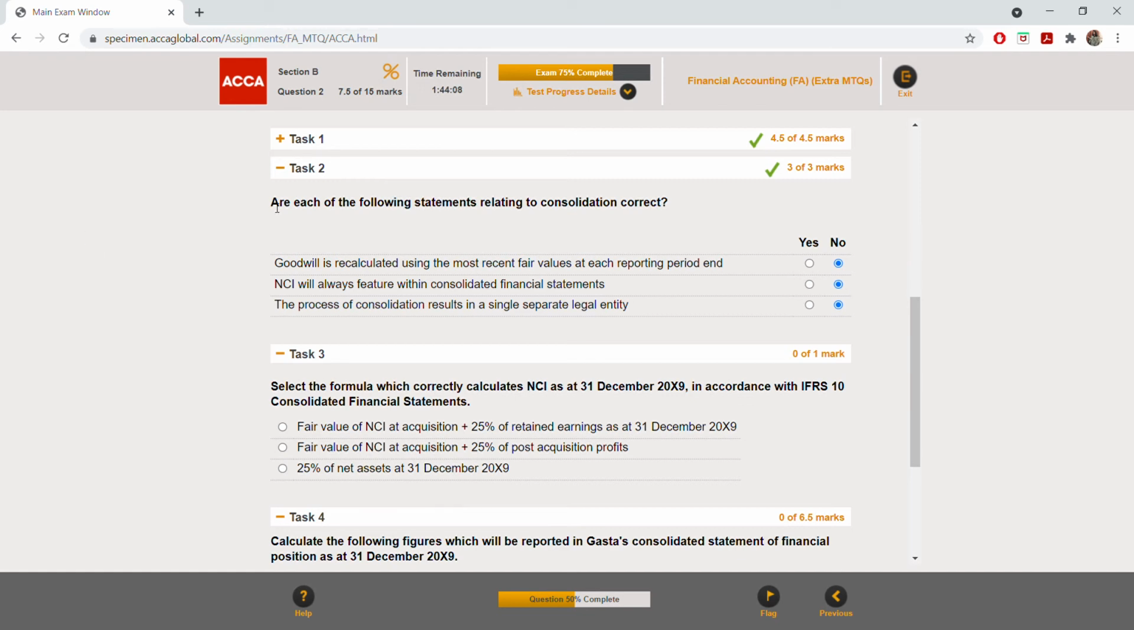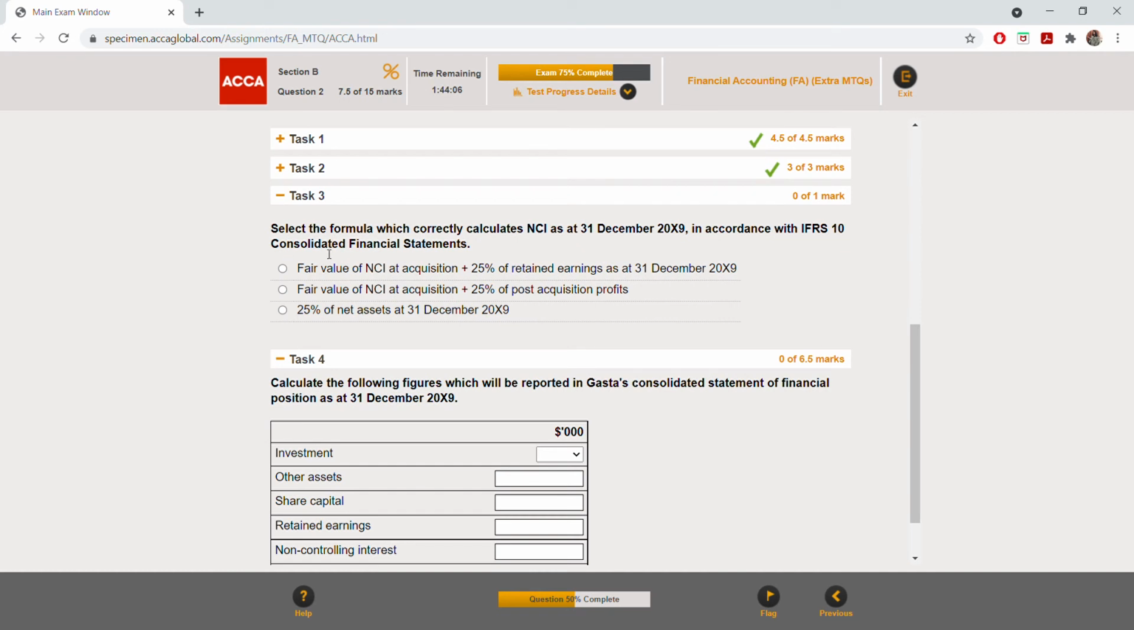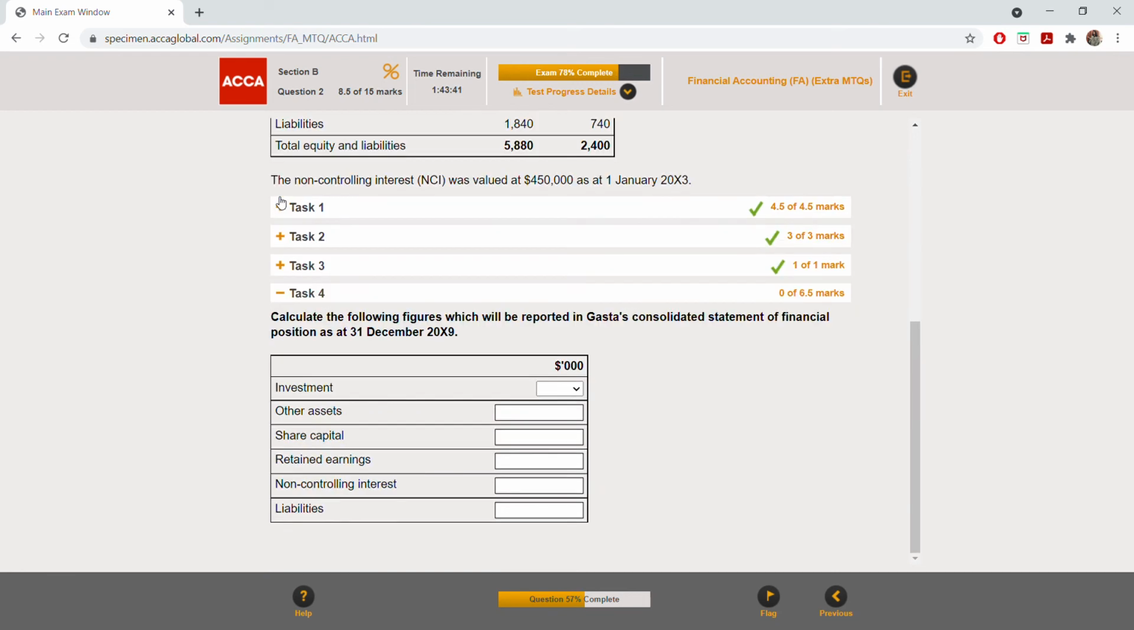So now let us start with task 3. Select the formula which correctly calculates NCI as at 31st December in accordance with IFRS 10. So it is the fair value of NCI at acquisition plus the 25% of post acquisition profits.